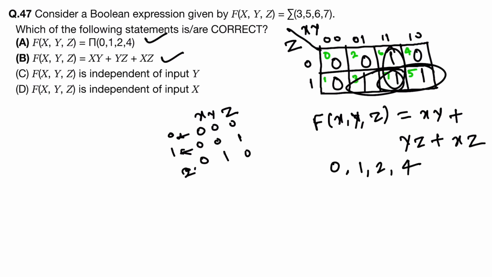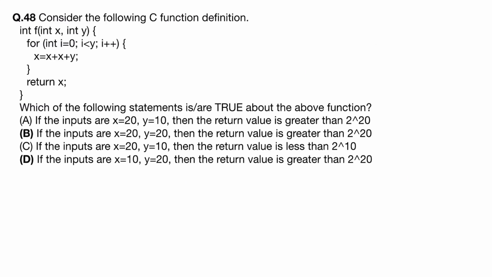So product of sum will be this one, 0, 1, 2, 4. F of x, y, z independent of input y, can it be made independent of input y: xy plus yz plus zx. Is there any possibility? No. If there was any possibility, then we would have seen it in the K-map grouping only. So neither y nor x. So both are false. So correct options are A and B only.